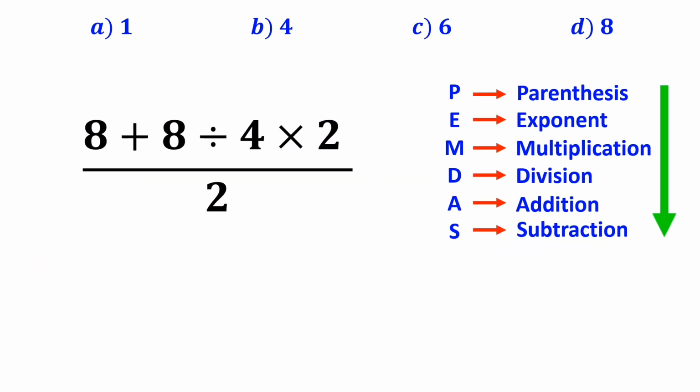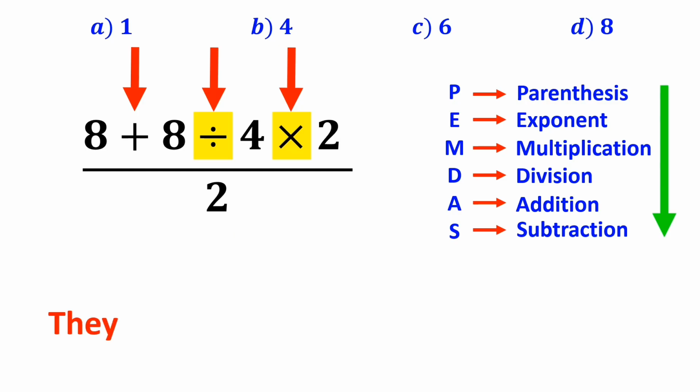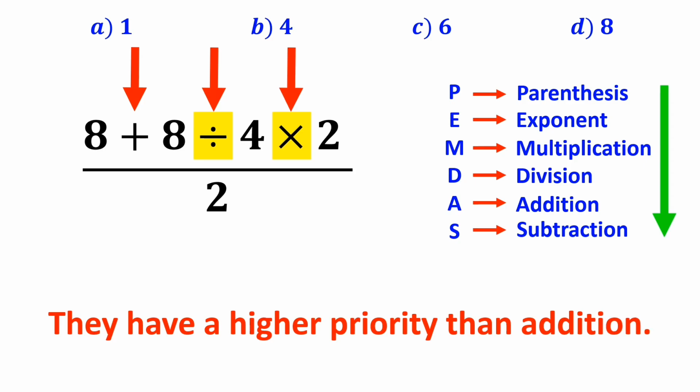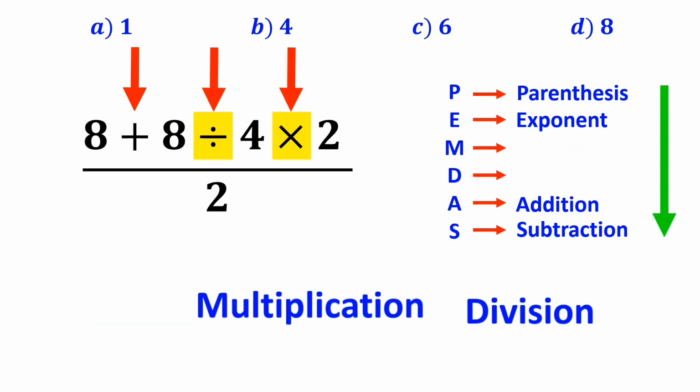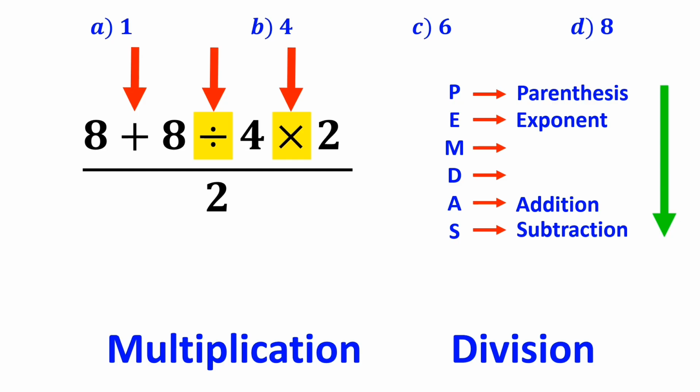Okay, as you can see in the image, in the numerator of this fraction we have an addition sign, then a division, and then a multiplication. According to the PEMDAS rule, we must perform multiplication and division first, because they have a higher priority than addition. However, it's very important to remember that multiplication and division are at the same level of priority.